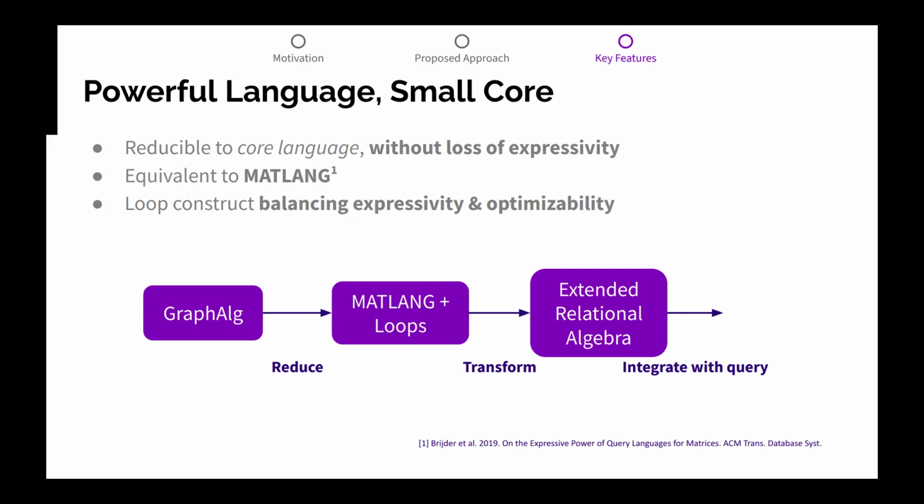And that core language turns out to be, well, it's not a complete coincidence, equivalent to a language called MATLANG. This is a formal language for matrix manipulation. It was proposed a few years ago. That lends the language also its solid mathematical foundation. So we have a sound type system, we have operational semantics, and all of this is based on this existing MATLANG language. You can see this more as a practical first implementation of this theoretical one. And what we add to MATLANG is a novel concept of loops.